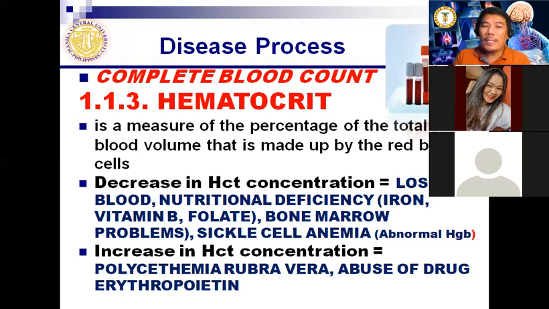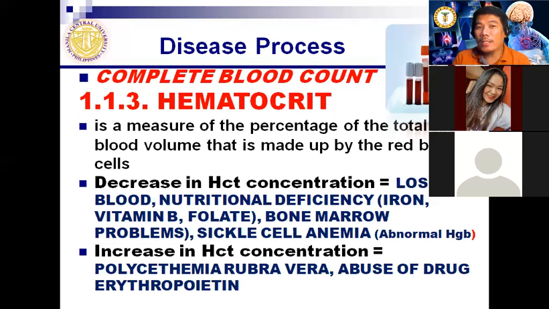So if there is an increase in the hematocrit concentration, this is referring to polycythemia, that is polycythemia rubra vera, if there is an increase in the blood volume. Too much viscosity of the blood may lead to clotting of the blood. So that's why it's very harmful if there is also an increase of the hematocrit, because an increase in the viscosity of the blood may lead to clotting of blood and may cause obstruction of the blood vessel.